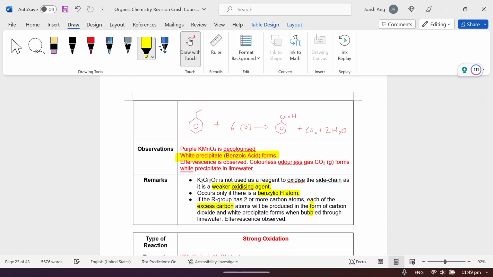When carbon dioxide is produced, you have to say that effervescence is observed. For the remarks part, K2Cr2O7 is another oxidizing agent, but we can't use this because it's a weaker oxidizing agent. These side chains have very strong CH bonds, so you would need to use a much stronger oxidizing agent.